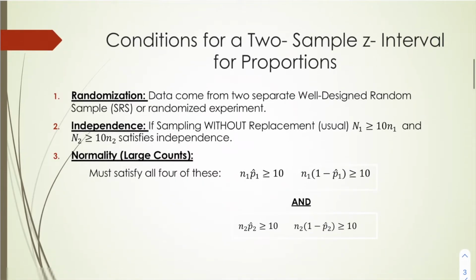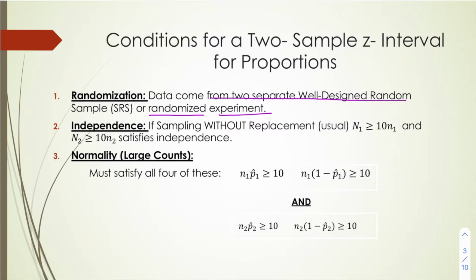The conditions for a two-sample z-interval for proportions is the same as the conditions for a two-sample confidence interval for proportions. So you have your random, independent, and normal or large counts conditions. So for randomization, you have to have data that comes from two separate well-designed random samples or a randomized experiment where the subjects are randomly given two different treatments.